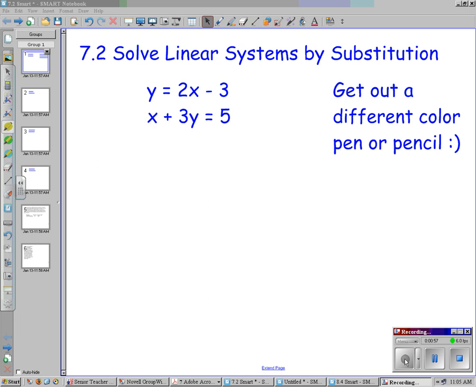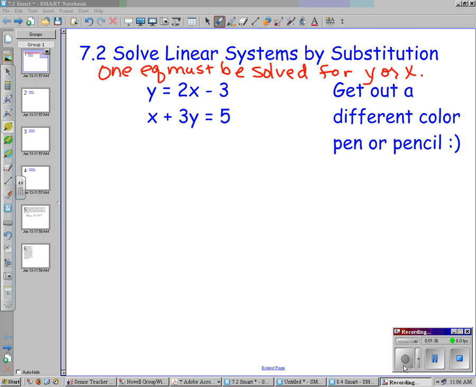Substitution is an algebraic way of solving a linear system, because we all know graphing's not the best for everything. We kind of determined that in the last information we were just talking about. When you do substitution, you have to have one of your equations solved for y or x. One of the equations must be solved for y or x. It honestly doesn't matter which one mathematically, but sometimes one is easier than the other depending on the problem that you're working on.